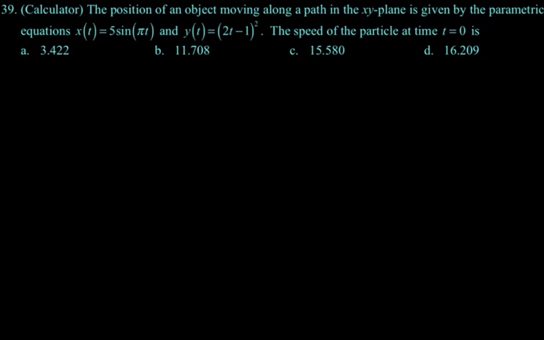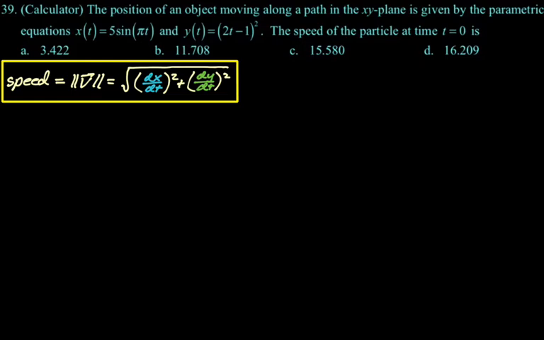Calculator question again. Position of an object moving along a path in the xy plane is given by the parametric equations x of t, which is 5 sine of pi t, and y of t, which is the quantity 2t minus 1 squared. We want the speed of the particle. So speed is the magnitude of velocity, which is true whether you're doing parametric or you're just doing motion along a line, like a Calc AB type problem. So speed, magnitude of velocity vector is the square root of dx dt squared plus dy dt squared.